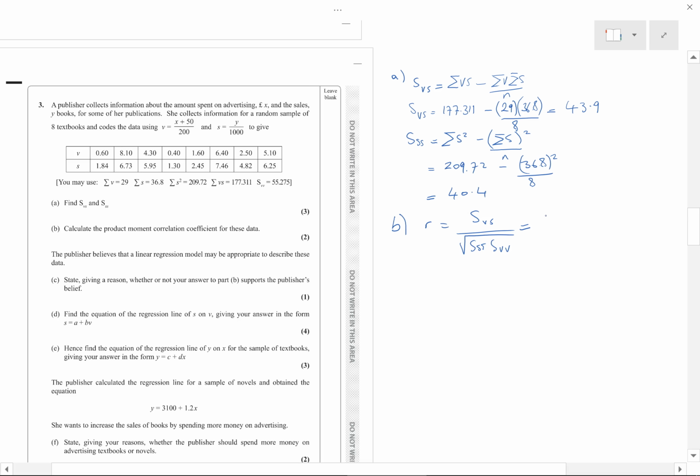That's on the bottom. We've worked out the number on the top, but I'm going to use the unrounded number, so store that in your calculator. Divided by the square root of SSS, again using the unrounded number, 40.44, times SVV, which is given as 55.275. That equals 0.9287 and a lot of other digits. Let's round to 3 significant figures, so 0.929.